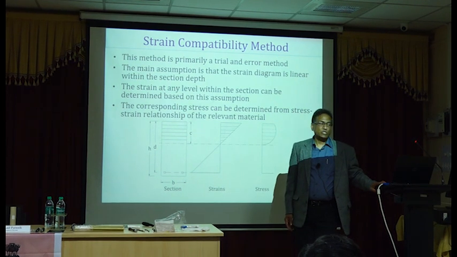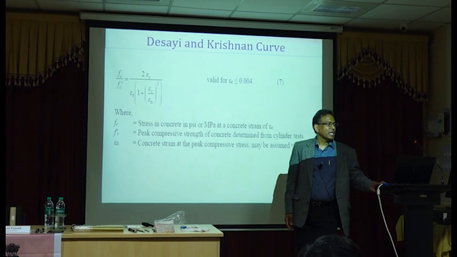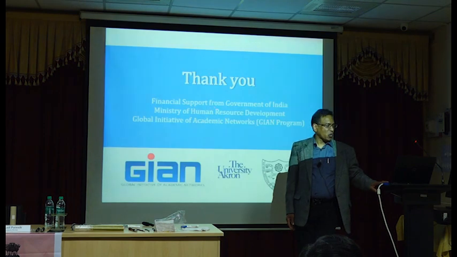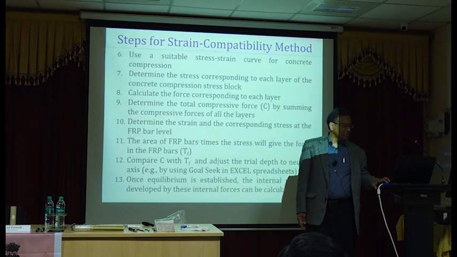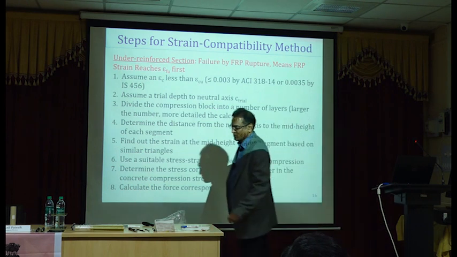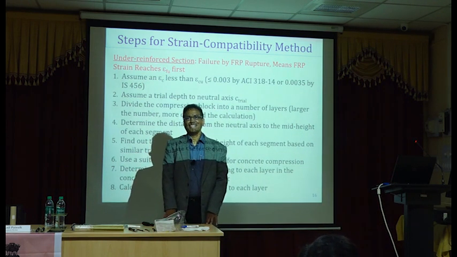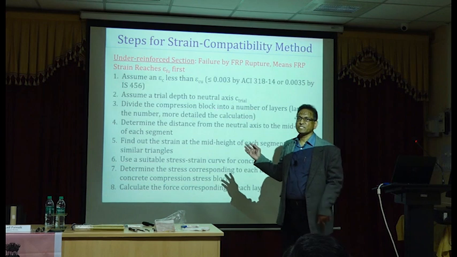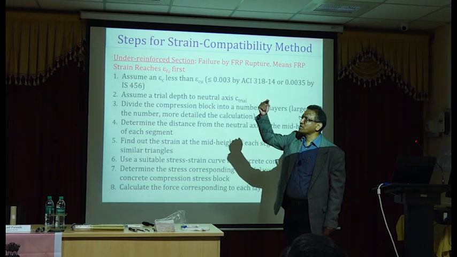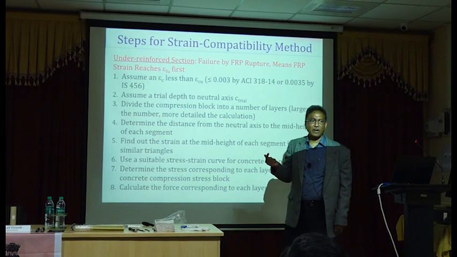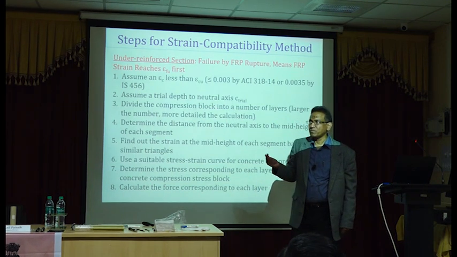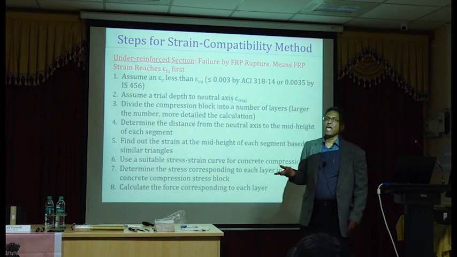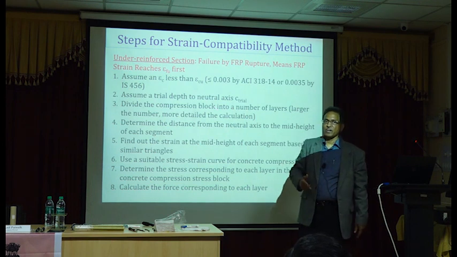Okay. The next one is the under-reinforced section. In the under-reinforced section, you'll actually have to do trial and error twice. Can anyone say why? Because for over-reinforced sections, in one cycle of trial and error we were able to calculate the moment of resistance or moment capacity, right? But in case of the under-reinforced section, we had to do 2 sets of trial and error. Why?